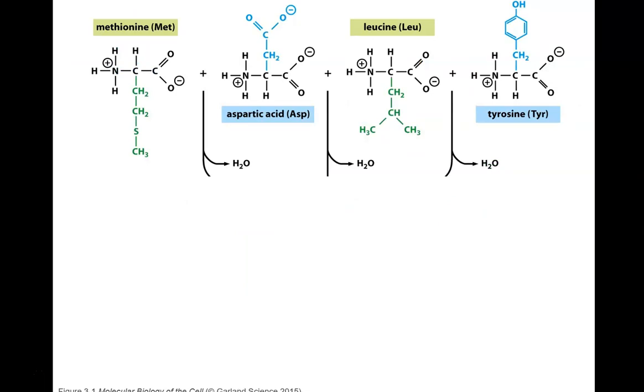So to illustrate, you should do an exercise for yourself. Here I've shown free amino acids. I've shown a methionine, an aspartate, a leucine, and a tyrosine. So you want to form a tetrapeptide where you're going to link all four of these together. What you should do now is stop the video and draw the structure of this tetrapeptide. And then when you're finished, you should restart the video.